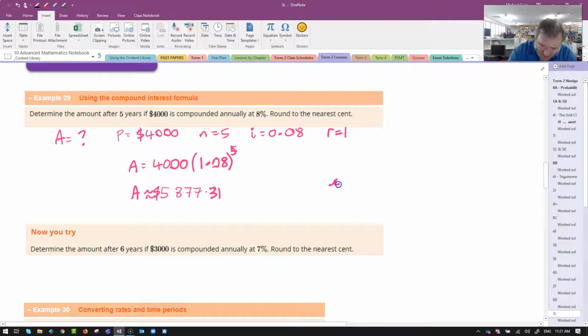The X to the Y button, if you want to raise something to a power rather than just squaring it or cubing it, that's what enabled me to go 1.08. That button and then 5 will raise it to the power of 5. So that's on your calculator.